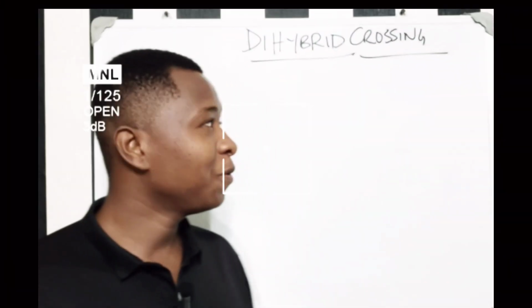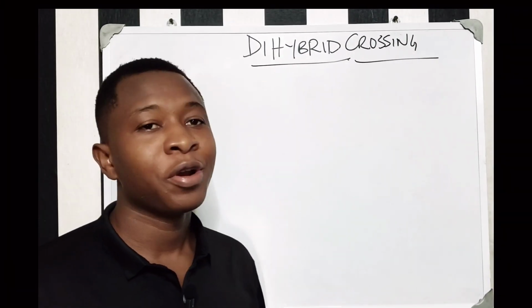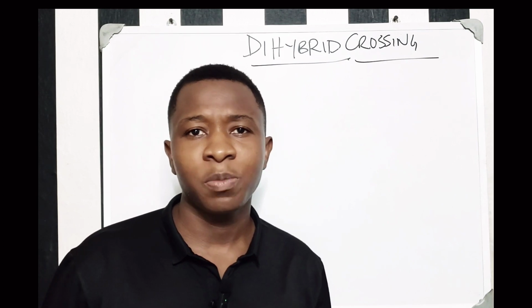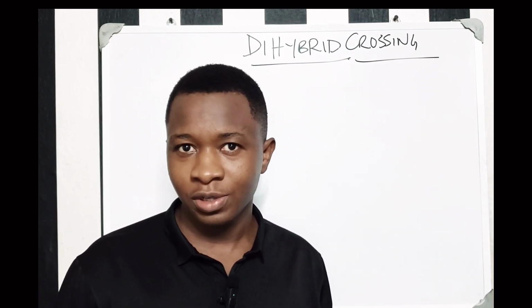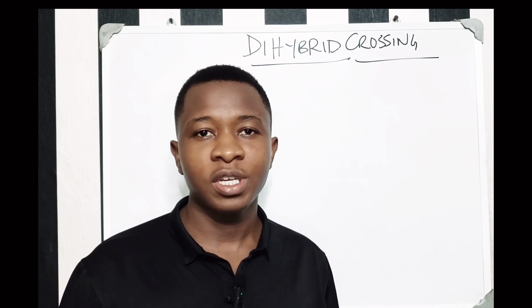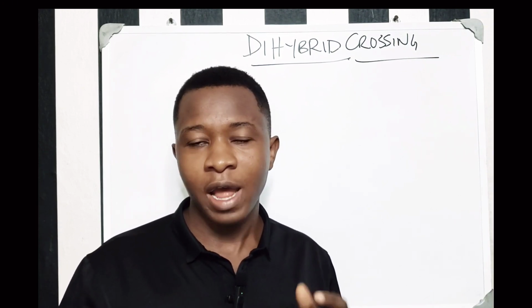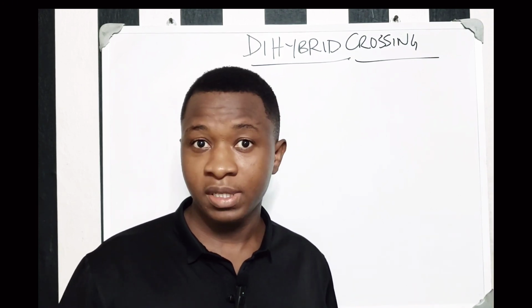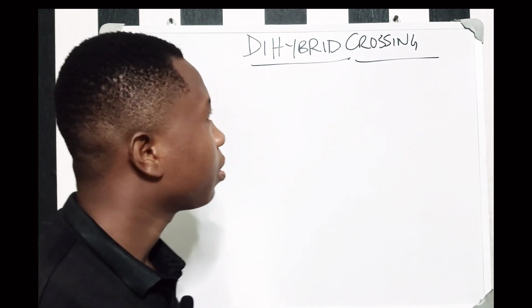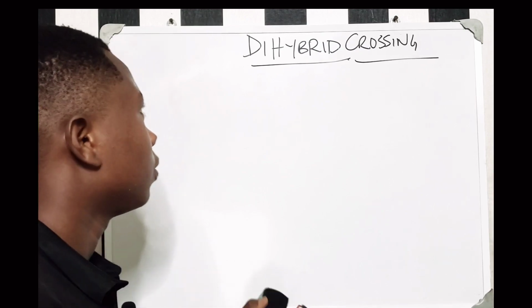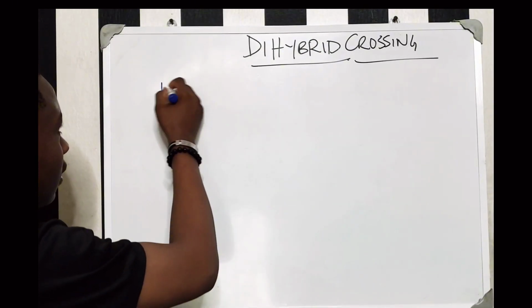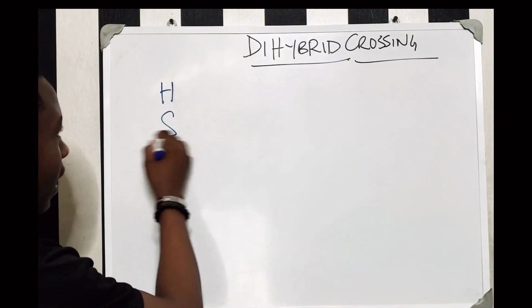Hello guys, so in this video we are going to be looking at dihybrid crossing. Dihybrid crossing is a type of crossing that has to do with crossing two characteristics simultaneously. It's like you're crossing the characteristics for height and maybe size. So we are going to pick those two characteristics in this video to cross. So we are crossing for height and size.